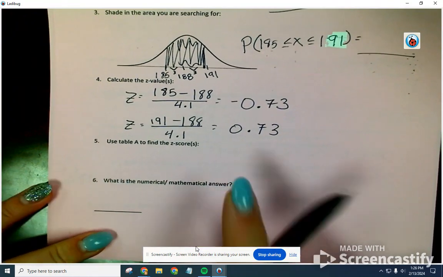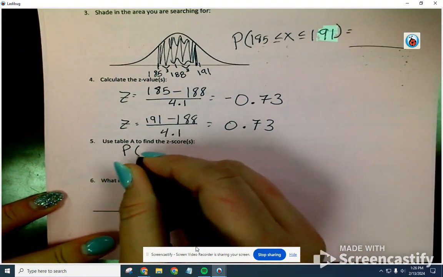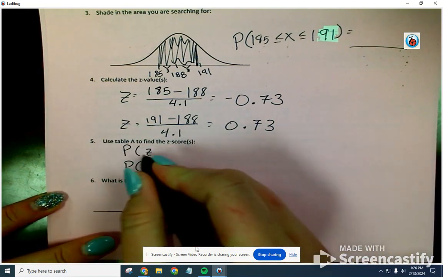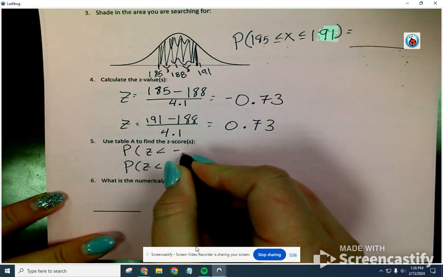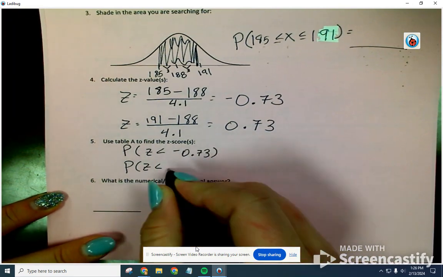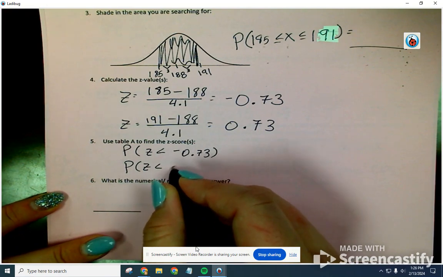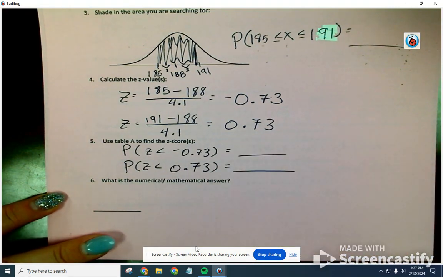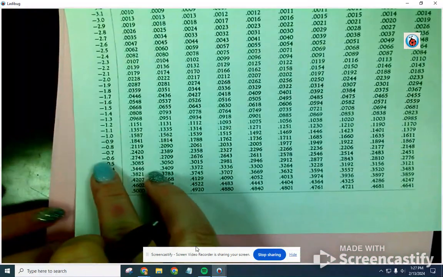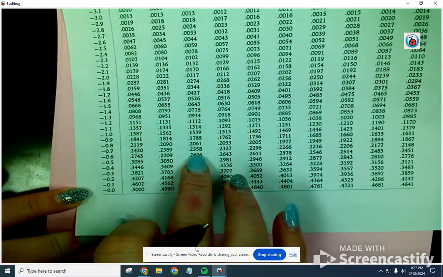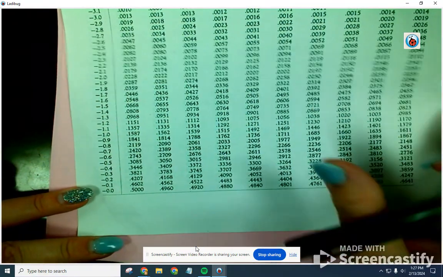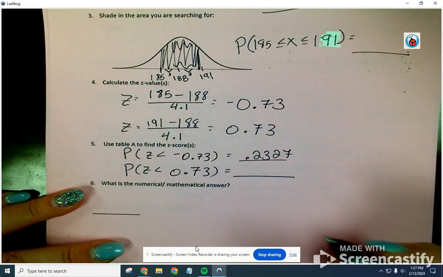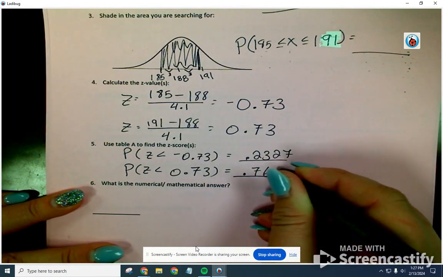We get to find the probabilities in table A. Now, we're going to find not one probability in table A, but two. We're going to find the probability that z is less than negative 0.73 and the probability that z is less than positive 0.73. So we're going to use our table. For the negative side, I'm going to go 0.7, 0, 1, 2, 3, and that's 0.2327. And then we're going to do the same thing for the other one, and we'll get 0.7673.